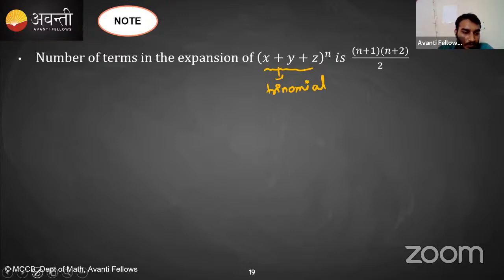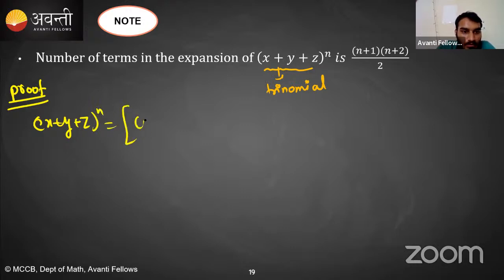Okay, so let's prove it. Why is it coming n plus 1 into n plus 2 by 2? Everyone pay attention now. First of all, tell me, can I write this as x plus y plus z raised to the power n, as (x plus y) plus z raised to the power n? I'm just trying to make it a binomial because we know the binomial theorem. We don't know the trinomial theorem because we don't need it. I can find the trinomial expansion from the binomial theorem only.